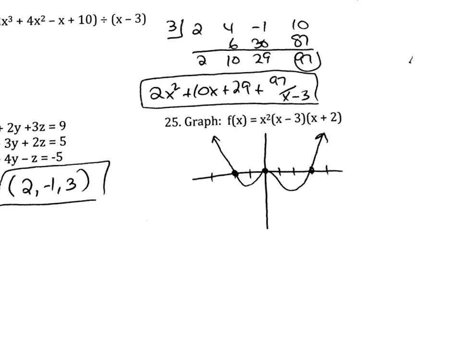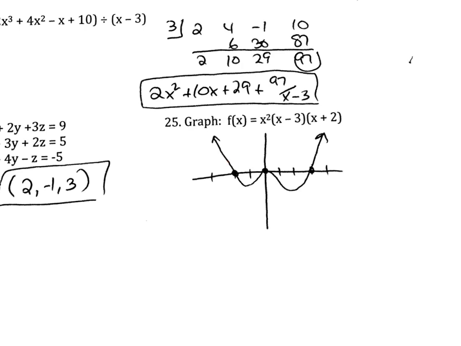25. Two things you got to worry about on 25. First of all, look at the degree. We had 2 x's there, 1 x there, 1 x there. That's 4 x's all together, which means it's even, which means, remember, even ends go up or ends go down. Odd, one goes up, one goes down. Because it's positive, both ends go up.